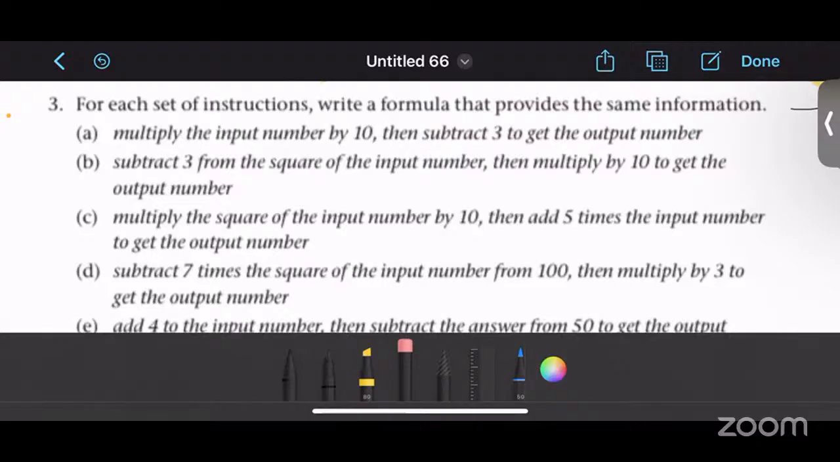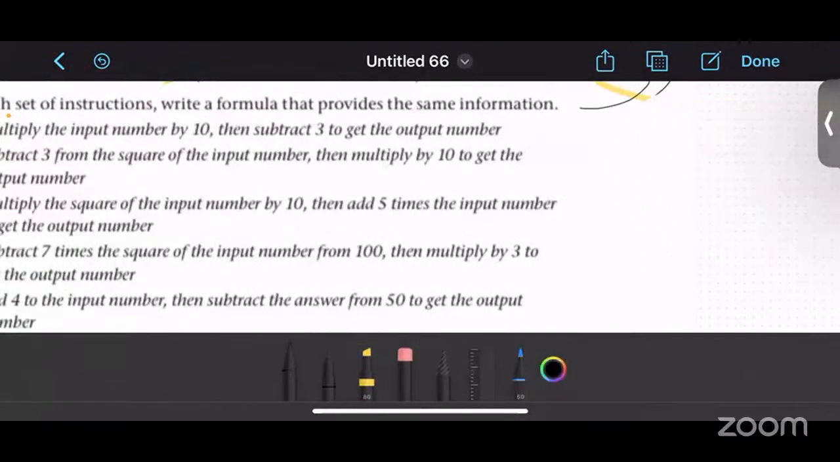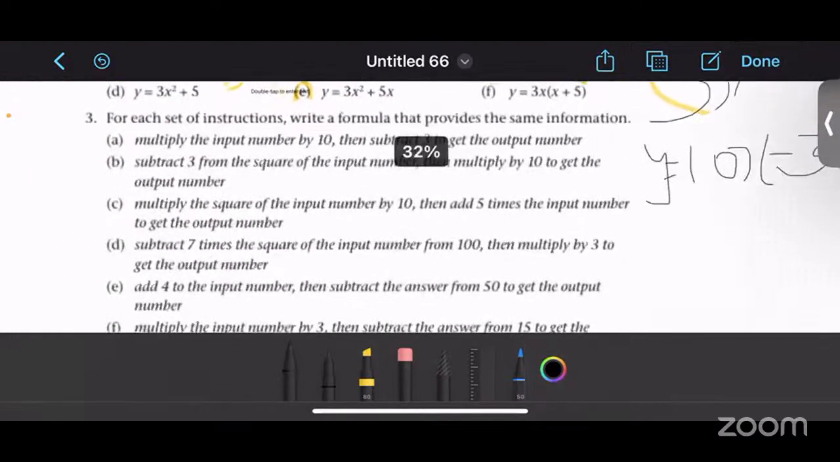Grace? Y is equal to 10x minus 3. Oh, 10x minus 3. Yes, ma'am. Multiply the input number by 10, then subtract 3. Okay, that is correct.